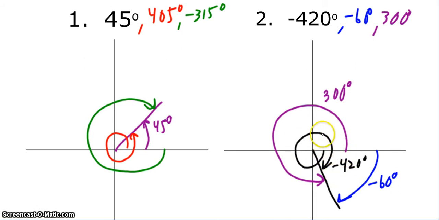So negative 420 degrees is the black angle, positive 300 degrees is the purple angle, and negative 60 degrees is the blue angle, and we can see they are all coterminal angles because they all have the same initial and terminal side.